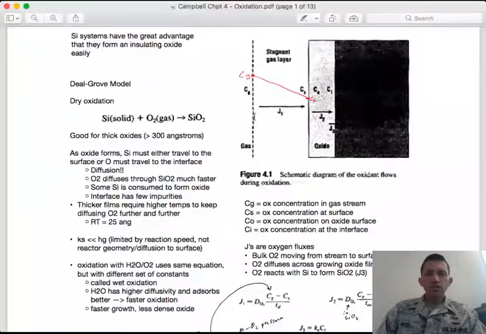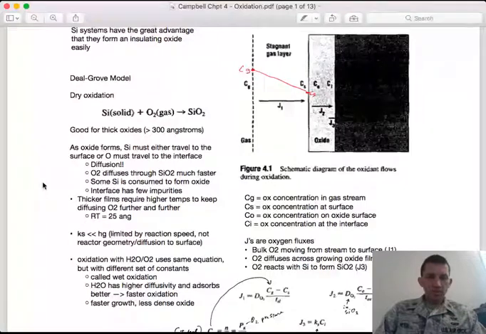And we'll see this same phenomena where we have transport limited and diffusion limited reactions when we talk about chemical vapor deposition later on. So we'll see this again.